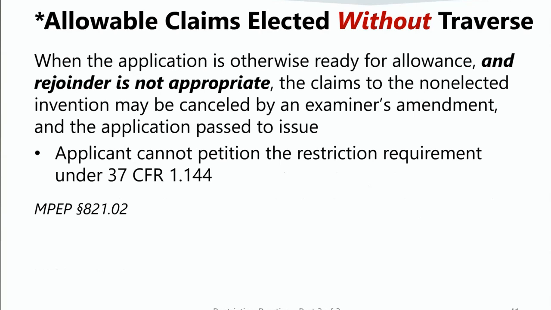An election without traverse makes it simpler for the examiner to cancel non-elected claims. But if the non-elected claims depend from the allowable claims or otherwise include all the limitations of an allowable claim, rejoinder may be required.